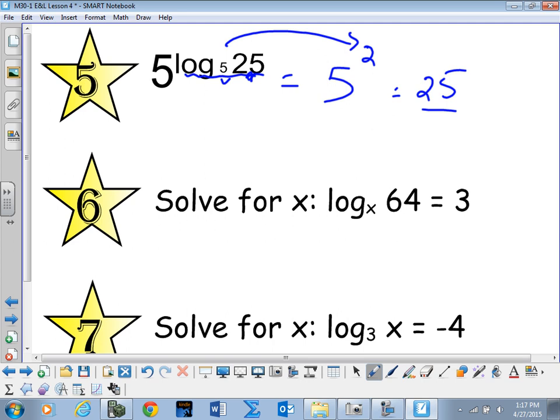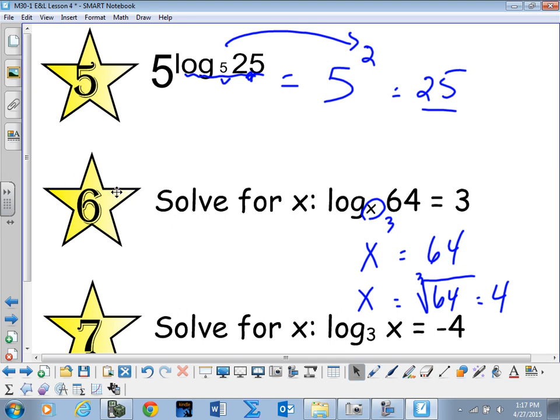Let's do the second one here. X is the unknown. The unknown is the base this time. X to the 3 equals 64. Well, whenever we want to get rid of an exponent, we can do the opposite operation. So cubing, we can cube root. So if we cube root x cubed, we get x. Cube root of 64 is 4. So x equals 4. So you will see solving for the base, solving for any term in the log, not just the exponent.